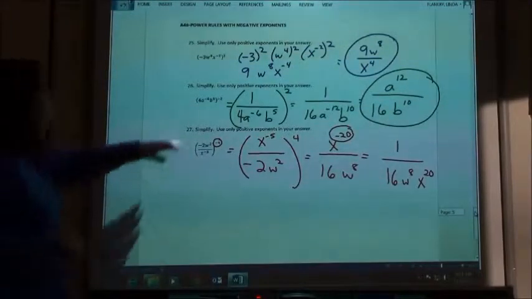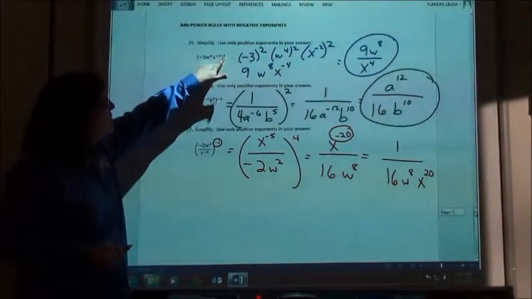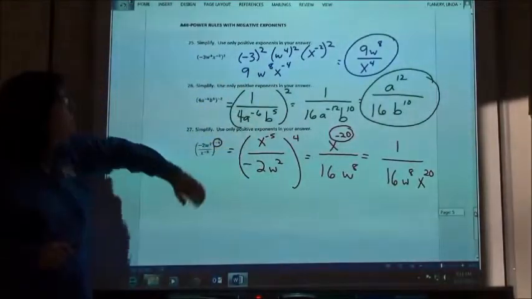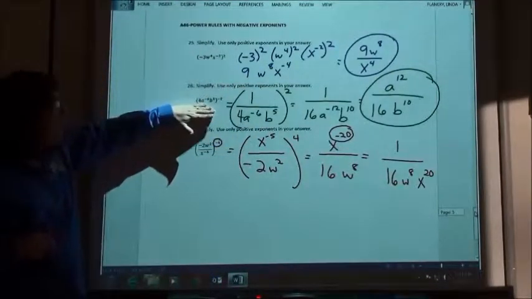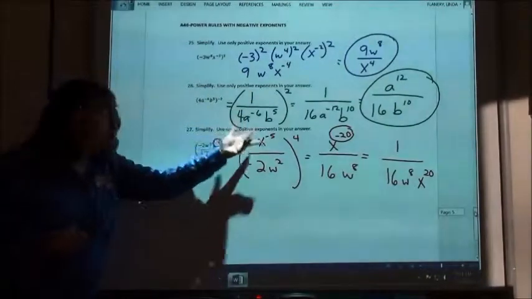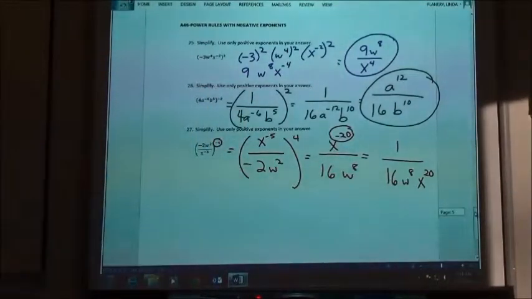So just keep in mind, if your exponent is positive, apply that exponent first. But if it's negative, you have to do the reciprocal. If you don't have a fraction, you're going to put 1 over it. If you do have a fraction, you're just going to flip your fraction upside down and then go from there.